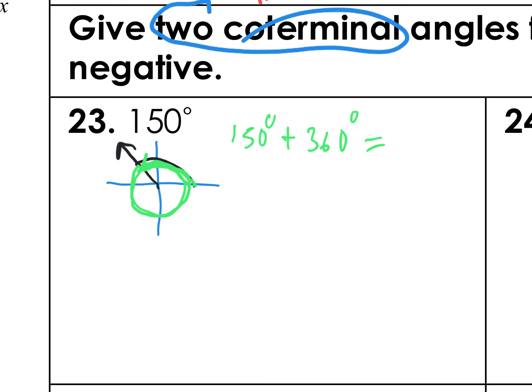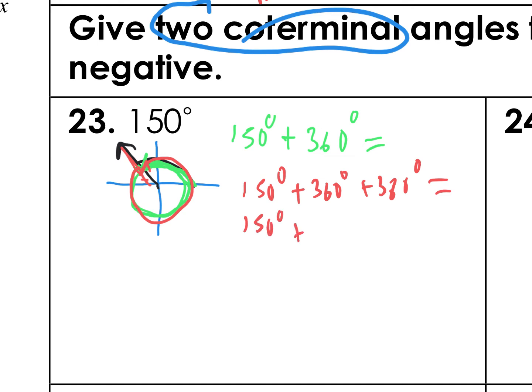If I want another coterminal, and I'm out here, I could go around the circle again. So that would have been the 150 degrees plus the 360 degrees plus another 360 degrees. We'll do that math in a second. How about a third one? You get the pattern? 150 degrees plus, instead of 1, 2, 3 360 degrees.